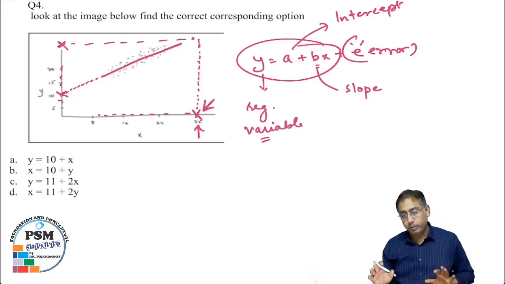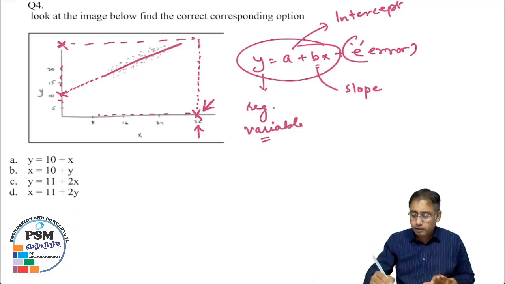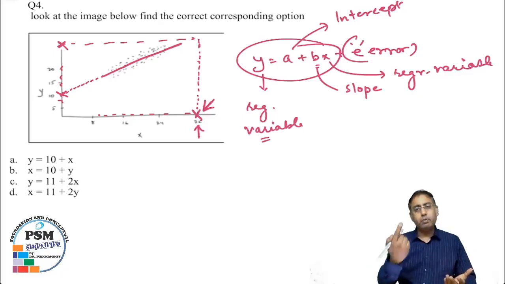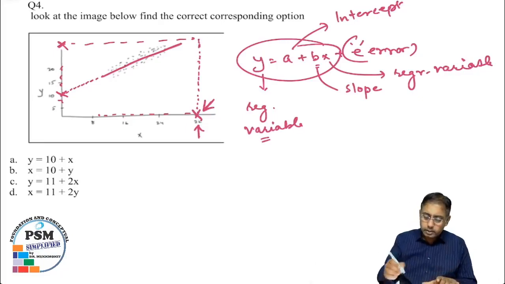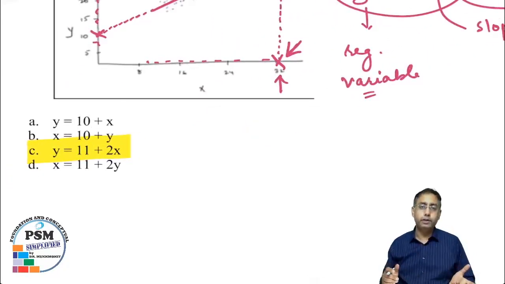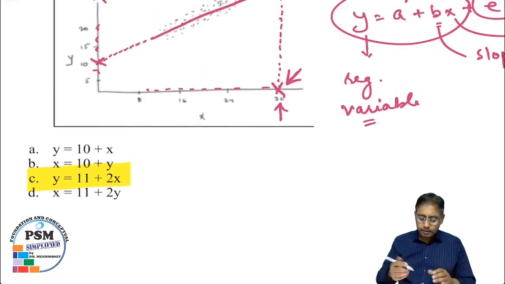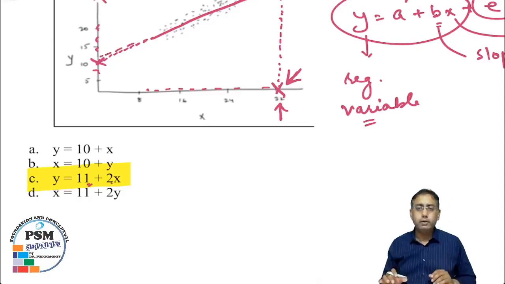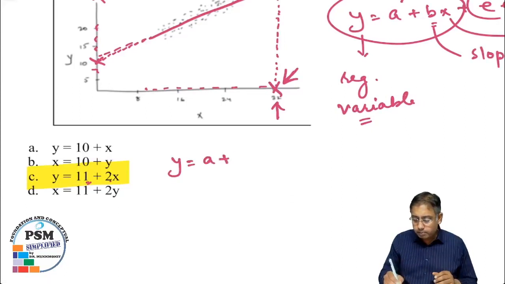You need to know this equation. B is the slope of the curve. X means the regression variable. So that is what this question wanted to test, that do you know this formula. Of course, there's only one option which fits, that y is equal to a plus bx. Option C, as you can see, is the only one fitting. The intercept is 11, 2 is the slope of the curve, x is the value. So it's a pretty simple and direct question. You need to remember y is equal to a plus bx.